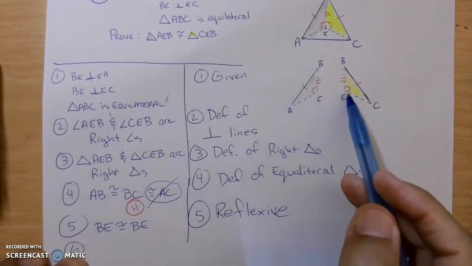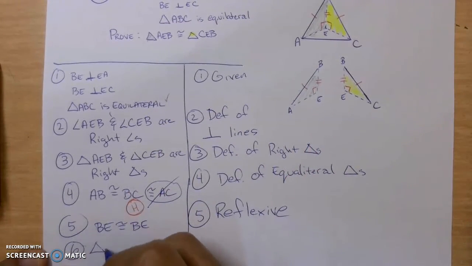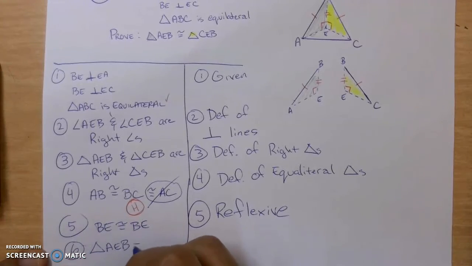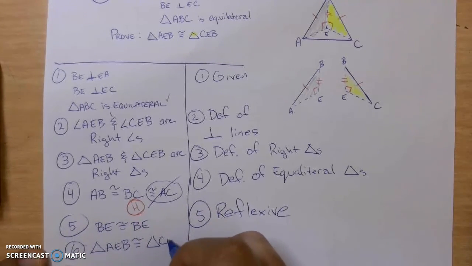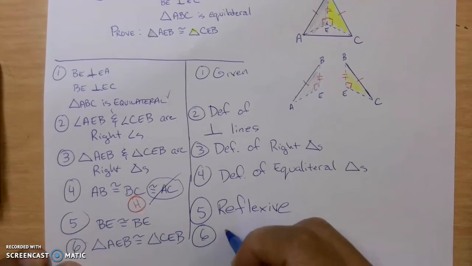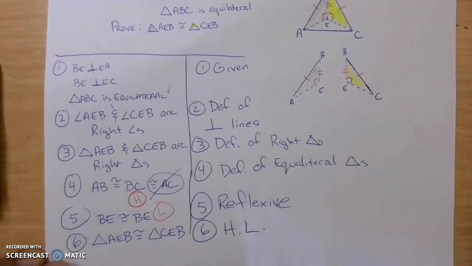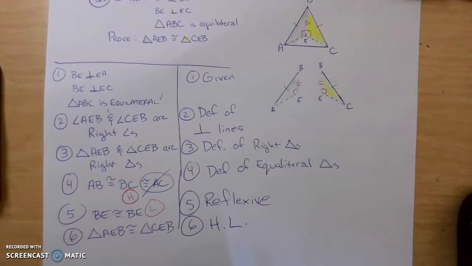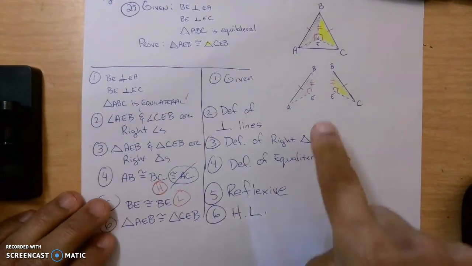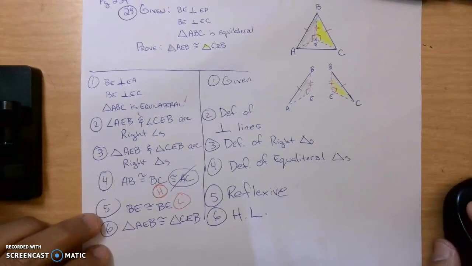Now I'm going to go to the proof. The shaded triangle is equal to the yellow triangle. The triangle AEB is equal to triangle CEB because of hypotenuse leg. Oh, by the way, this was the leg. Hypotenuse leg. So we got a basic two-column proof, but it's weird because it's in the three-dimensional world.